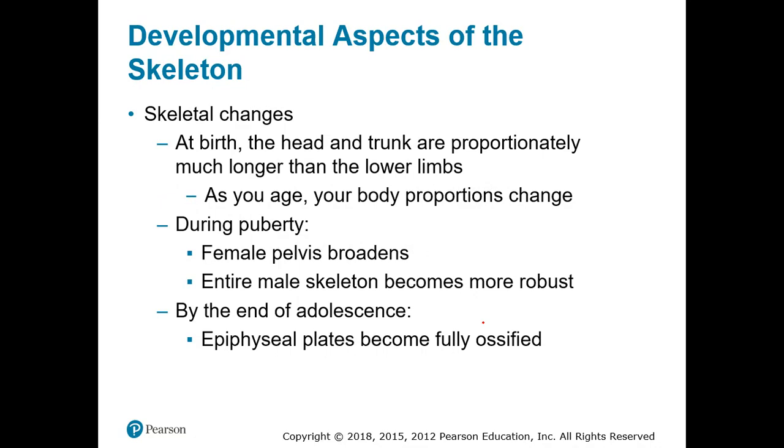Now, over time, we're going to see different skeletal changes. At birth, the head and trunk are proportionally much longer than the lower limbs. And as you age, you're going to see the body proportions change. I do have an image coming up later in this lesson to kind of show you how the proportions of a child compares to an adult.